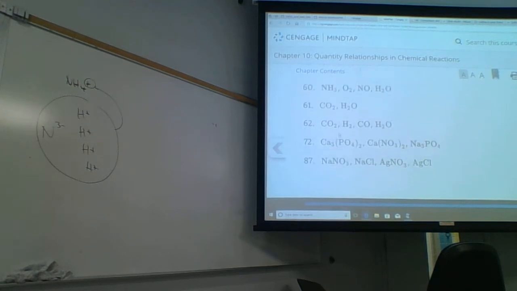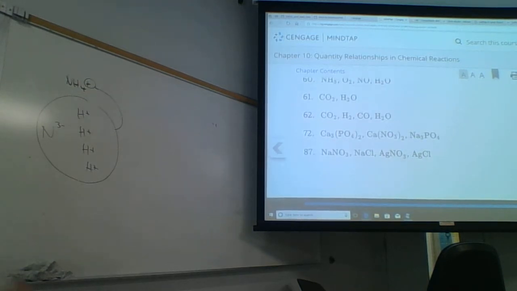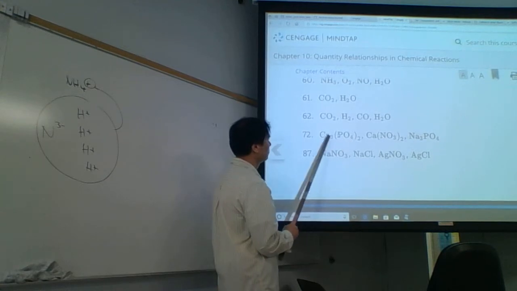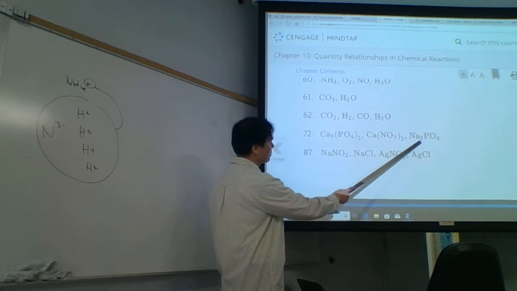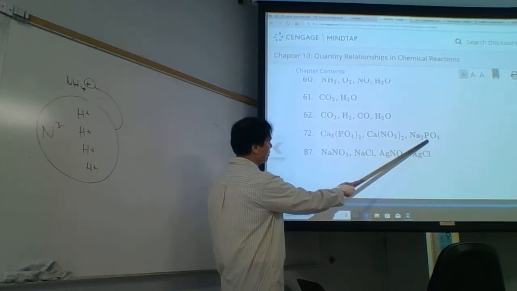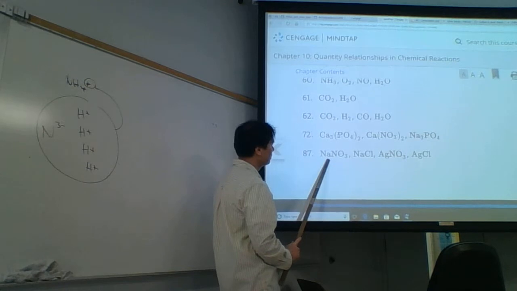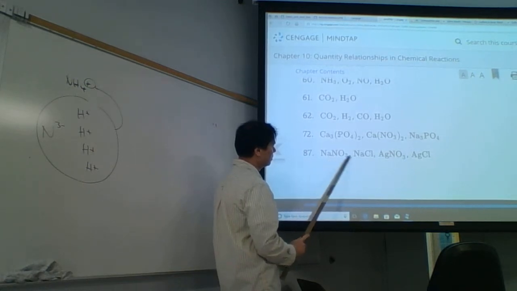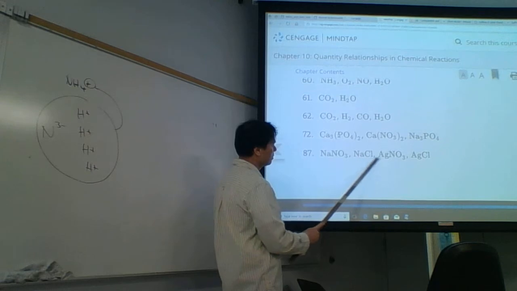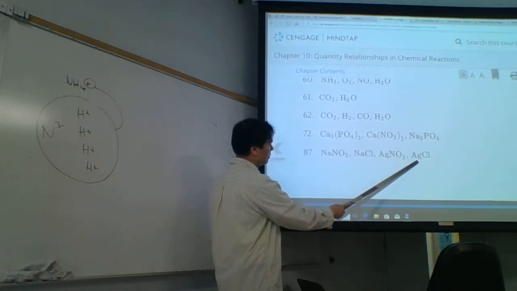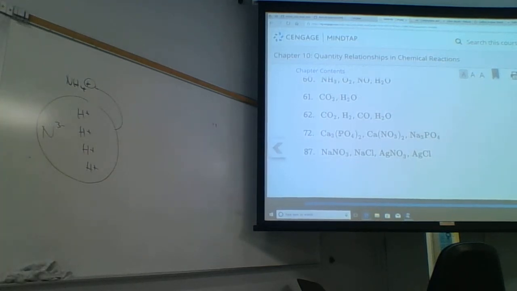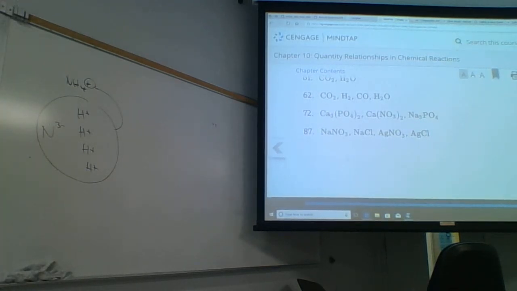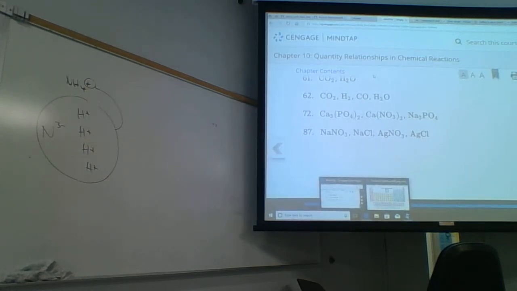Lots of repeats here, so let's just go down here. Ca3(PO4)2, calcium phosphate, Ca(NO3)2, calcium nitrate, Na3PO4, sodium phosphate, I think we already did that, sodium chloride, yeah, silver nitrate, silver chloride. Those are very common compounds that we see quite a lot. And so that's chapter 10. Chapter 10 deals with this.